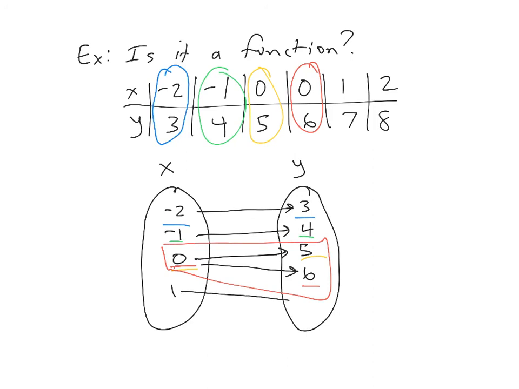I'll finish up my set mapping though with 1 going to 7 and 2 going to 8. There's no real problem there. But because of this guy right here, I'm going to say it's not a function because I have an x value that's mapping to 2 different y values.